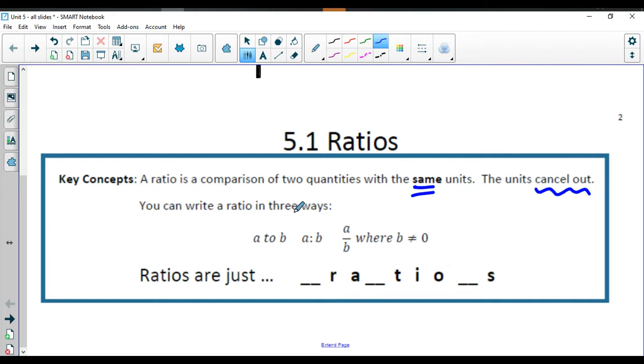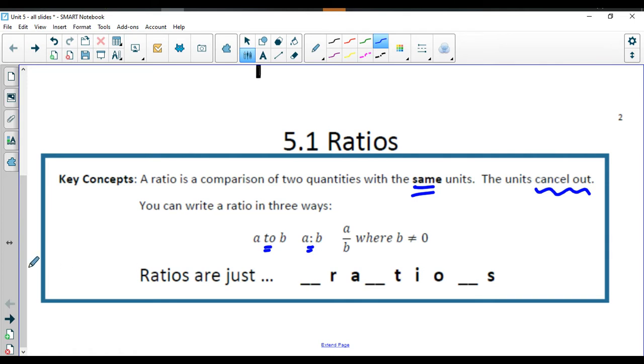You can write a ratio in 3 different ways. You can write it out A to B using the word to. You can write it out and you would say this A to B, just like we said it here, but with a colon instead. Or you're able to go ahead and actually write it as a fraction as long as your B value on the bottom is not a 0.